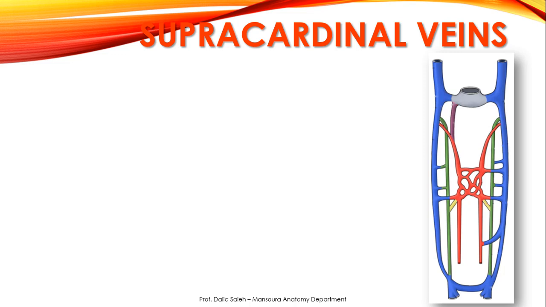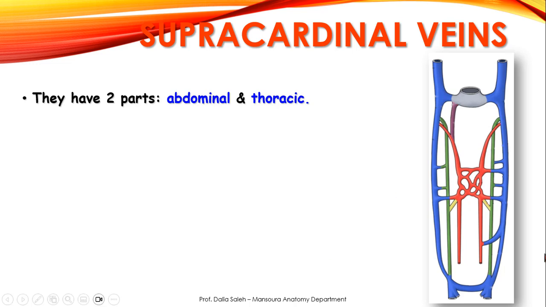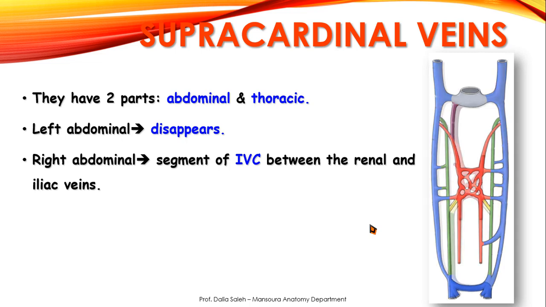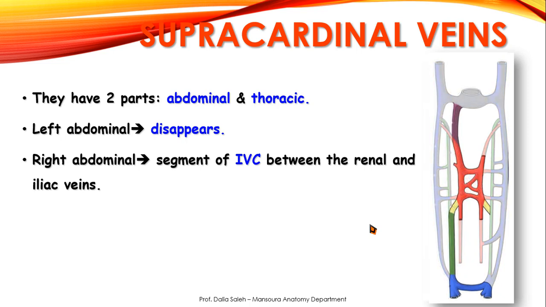For the supracardinal veins, focus on the veins that are in green. We have two parts of the supracardinal veins. Part lies in the abdomen and another part lies at the thorax. So with modulation also of these veins due to left to right shunt, the left abdominal vein will disappear, while the abdominal part of the right supracardinal vein will persist and form a segment of the inferior vena cava between the renal and the iliac veins.